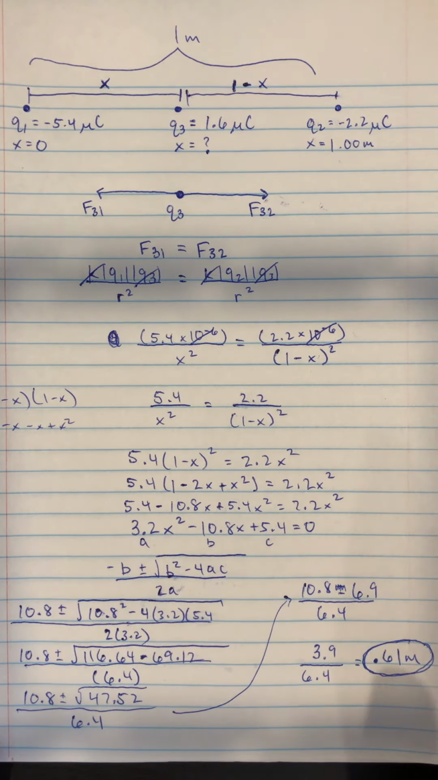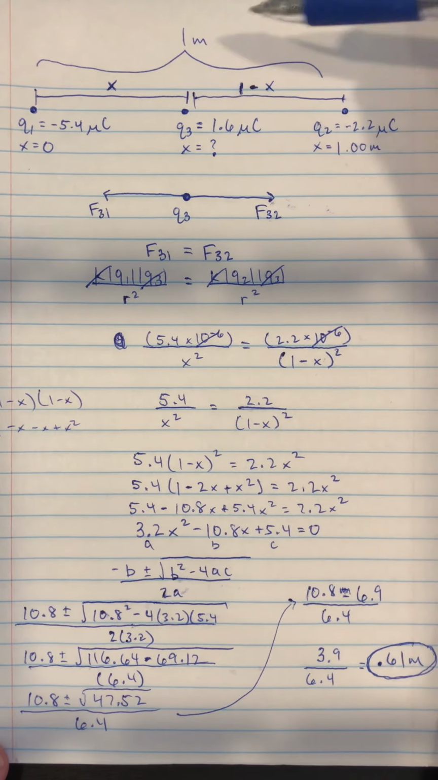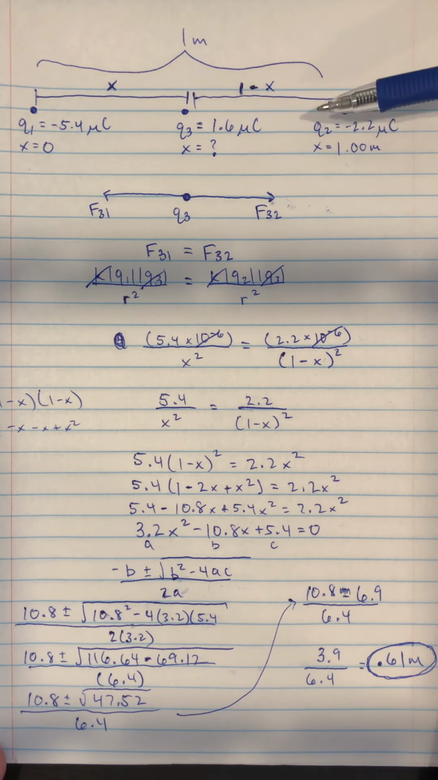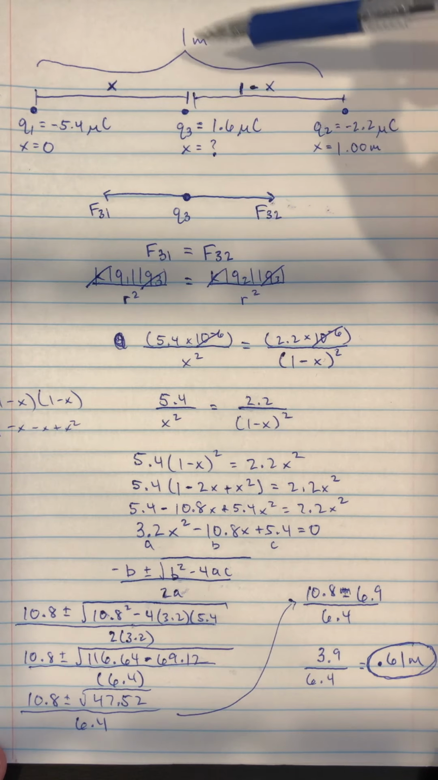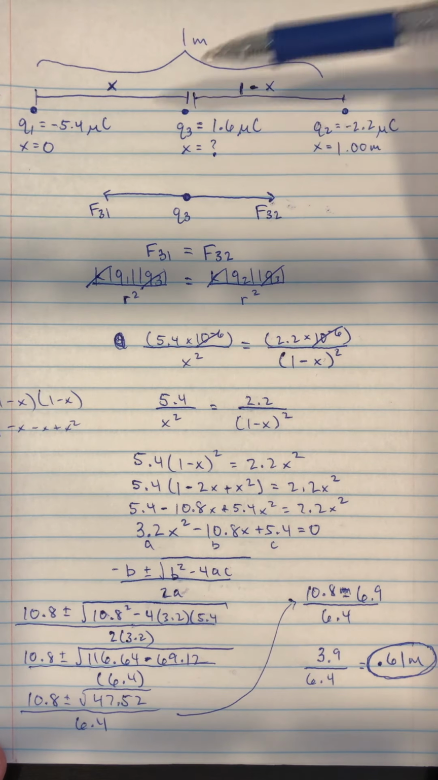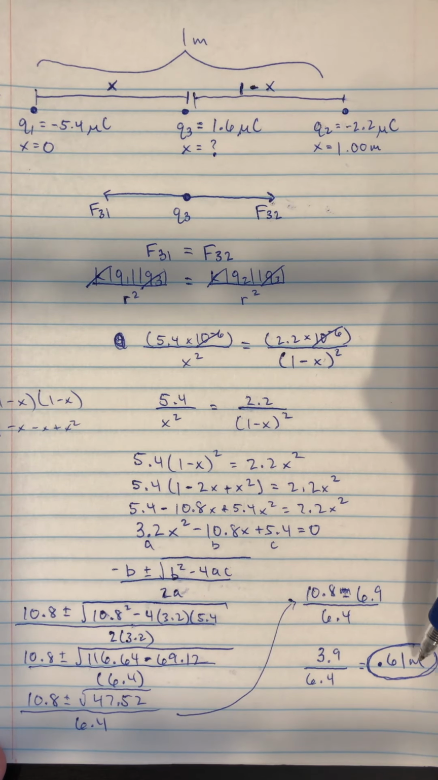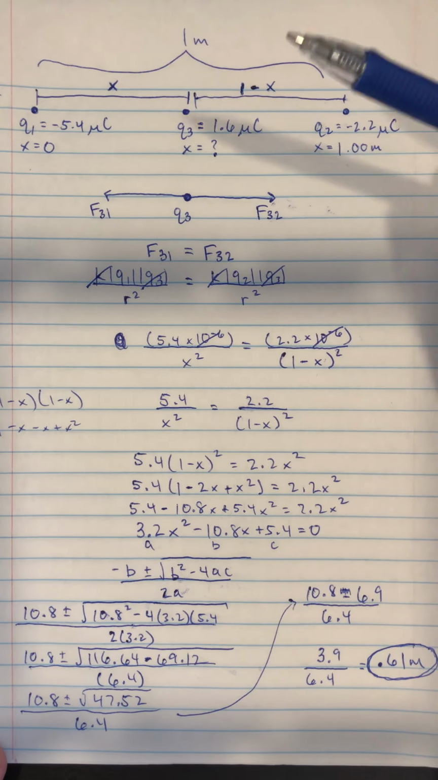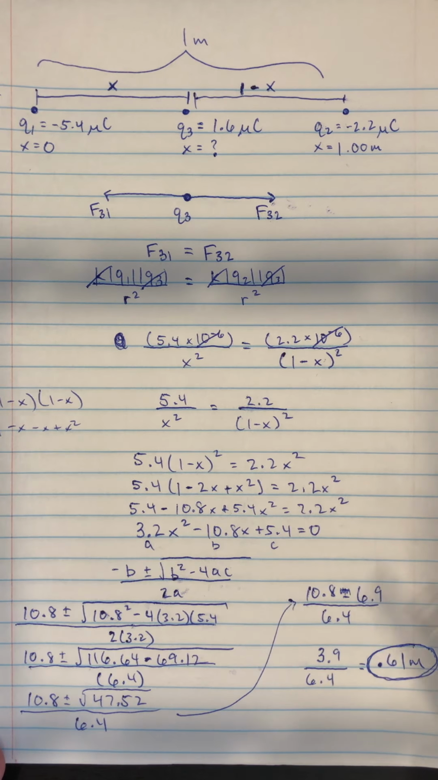And just to check if that makes sense, right? If we want the forces to balance out, because this charge is bigger and this charge is smaller, the charge will have to be closer to the smaller one than to the bigger one if we want the forces to match out. So at 0.61, it is closer to Q2 than it is to Q1, which makes sense. It's not bigger than 1, which makes sense. So that kind of checks out there.